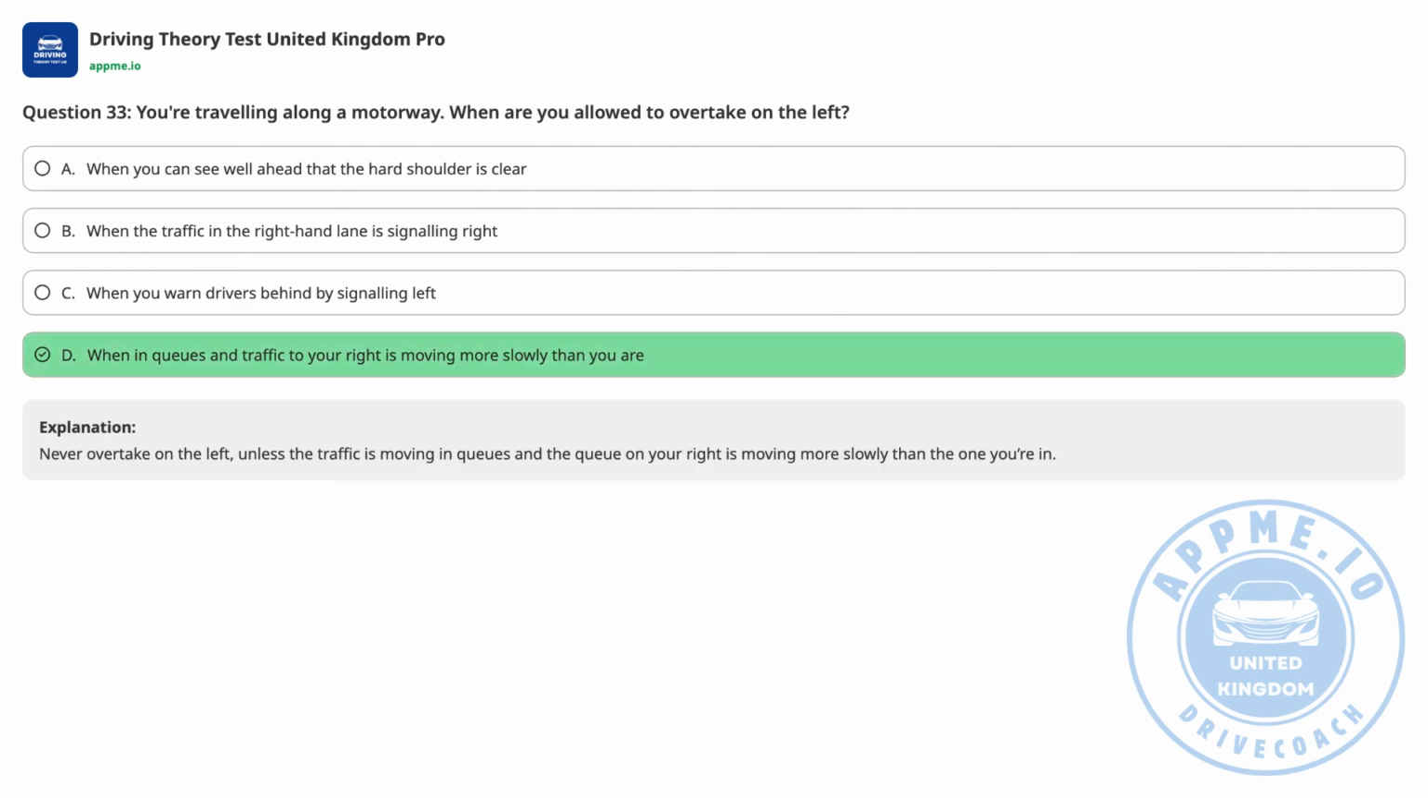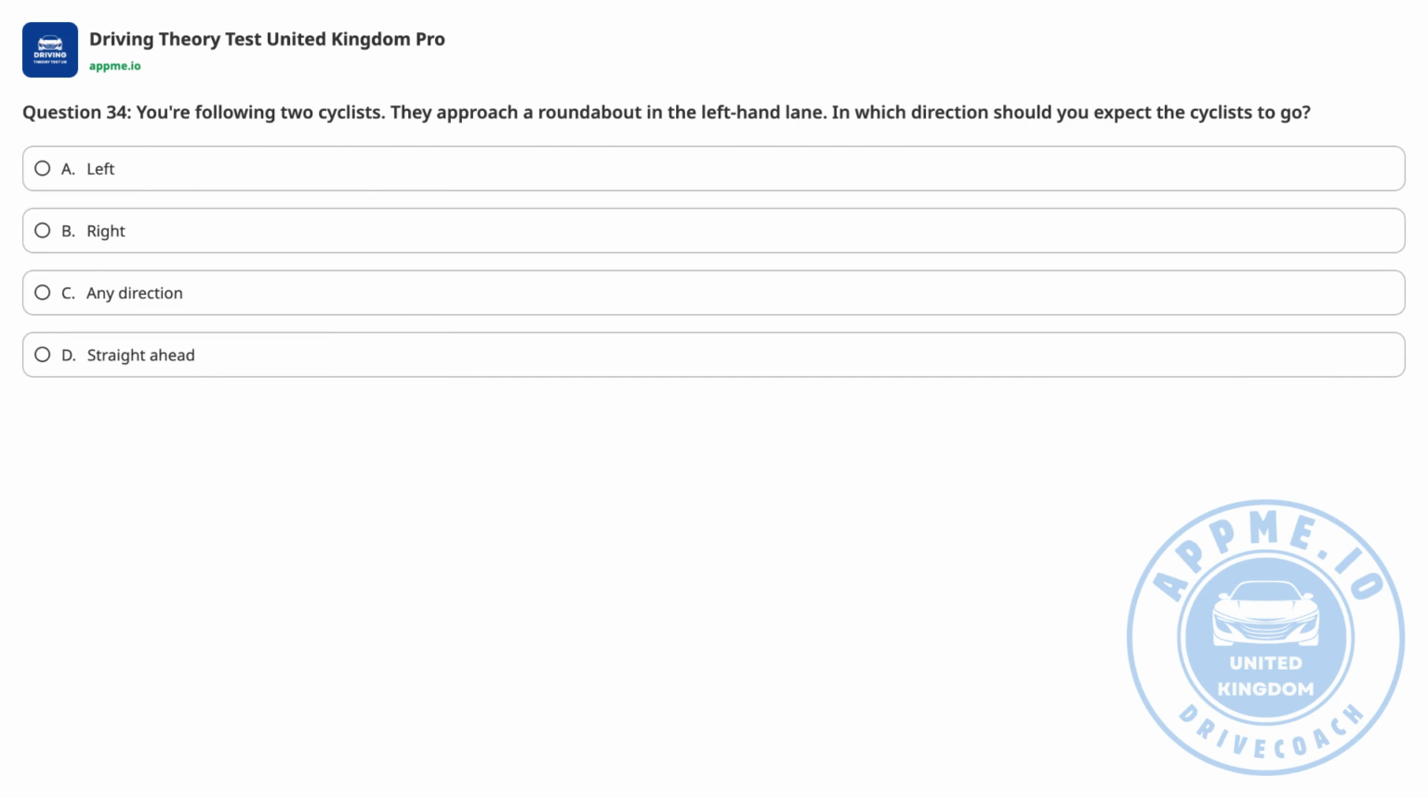The correct answer is D. Question 34. You're following two cyclists. They approach a roundabout in the left-hand lane. In which direction should you expect the cyclists to go? A. Left. B. Right. C. Any direction. D. Straight ahead.